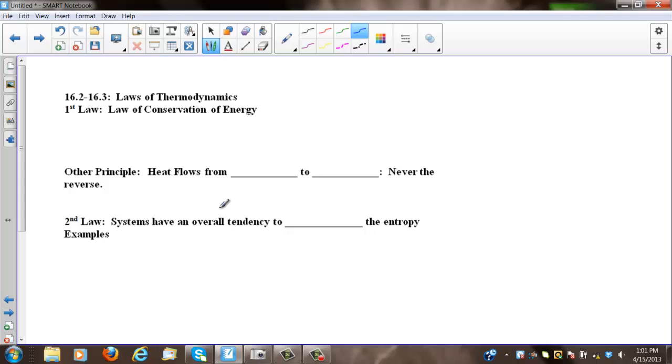First law, the conservation of energy. Remember that heat flows from high to low, never the reverse. And we know from the first law of conservation of energy that we can't create or destroy energy. It simply changes from one form to another.